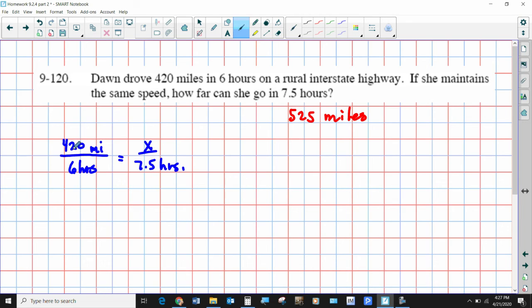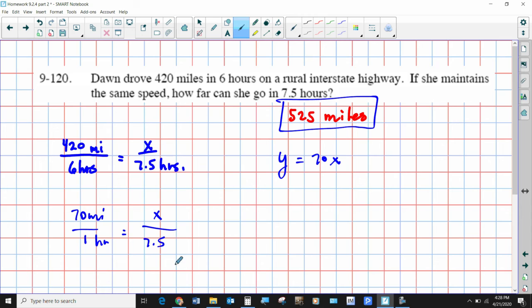I would prefer to change this to a unit rate. I would change this to 70 miles in 1 hour. That's the unit rate. And so you can write this as y is equal to 70 times x. And then what do you multiply, if x represents the number of hours, 70 times 7.5 is going to give you 525.